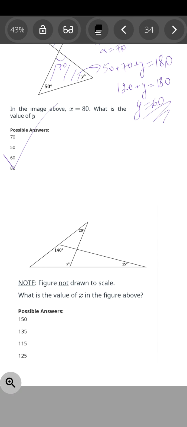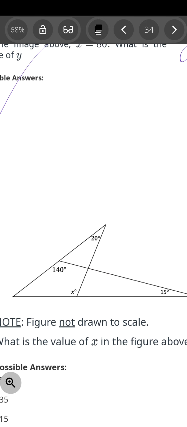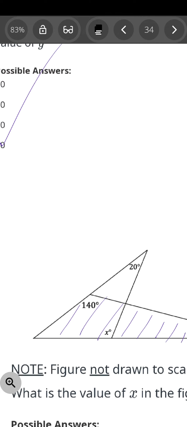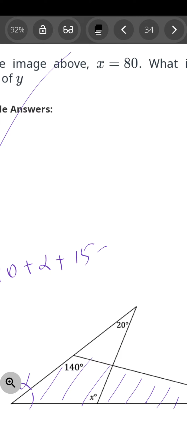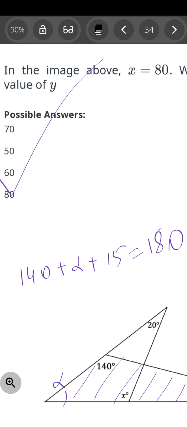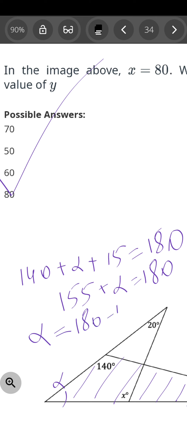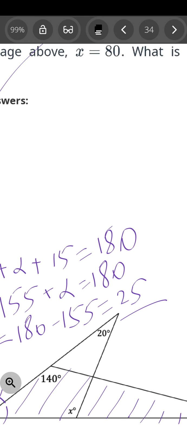Our next question is: the figure is not drawn to scale, what is the value of x in degrees in the figure above? We know that the sum of the interior angles of a triangle must be equal to 180. Let's denote this angle by alpha. So we can write 140 plus alpha plus 15 is equal to 180. So we'll get that 155 plus alpha is equal to 180, and we obtain that alpha is equal to 180 minus 155. That is equal to 25.